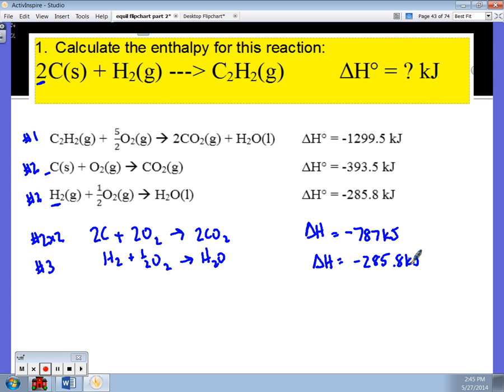Last step, I want to have 1 C2H2 as a product. Here I have it as a reactant. It's on the wrong side but the right amount. So I'm going to take it and I'm going to flip it. So all my products will become reactants, and all my reactants become products. Since I have flipped the equation, I'm also going to flip the sign.